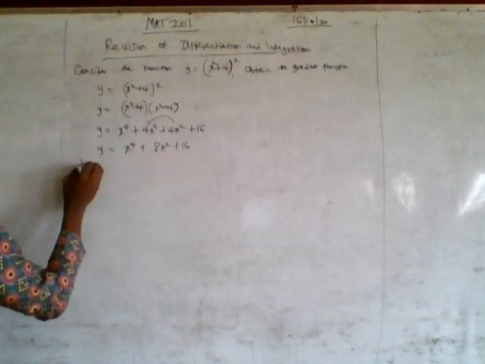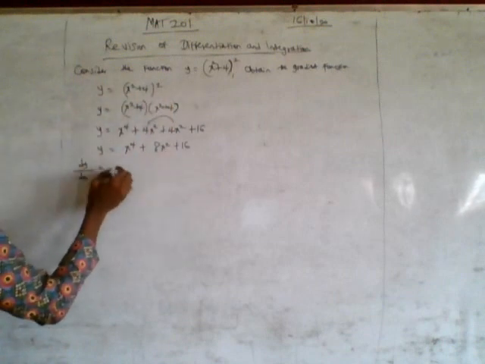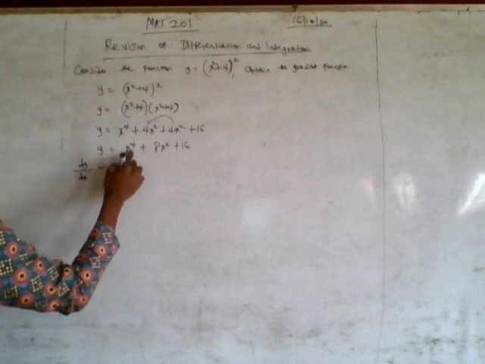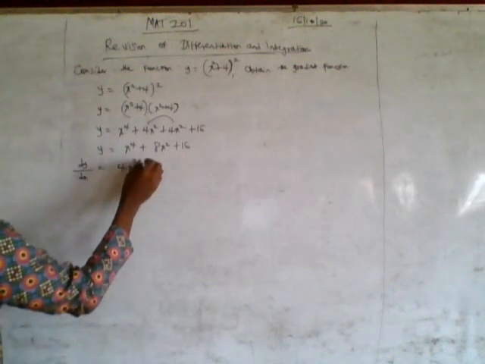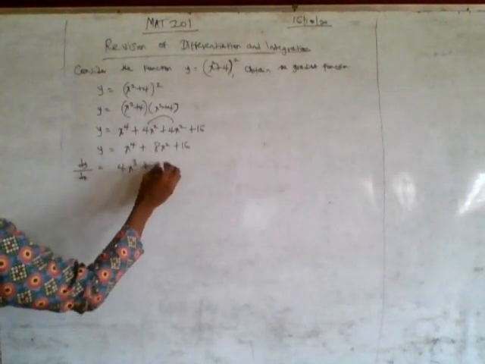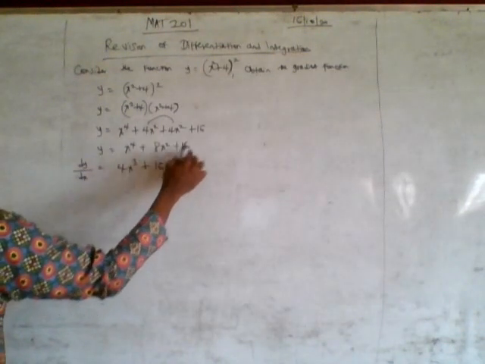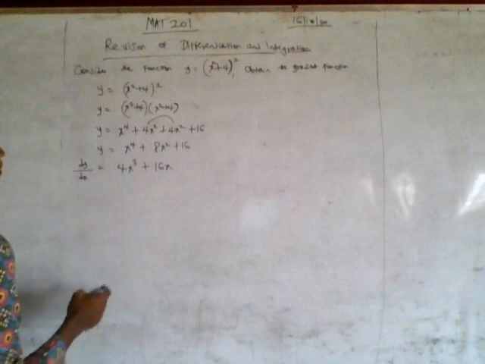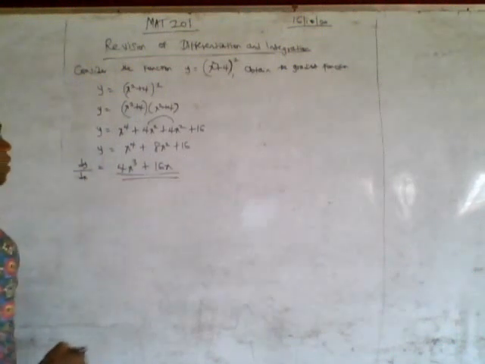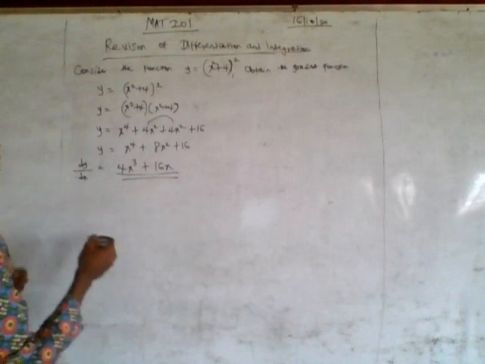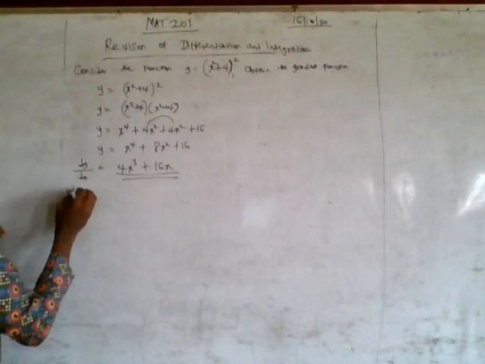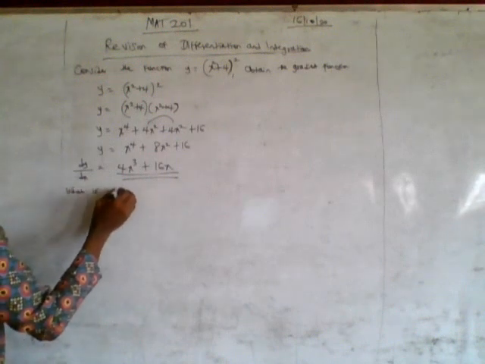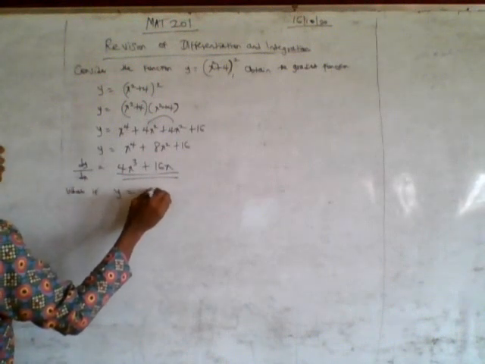Now, this is the same as this. I can get the dy/dx from this. So differentiate x raised to power 4, you will have 4x raised to power 3. Differentiate 8x squared, you will have 16x. Differentiate plus 16, it gives you 0. So this is the dy/dx. That's the gradient function.